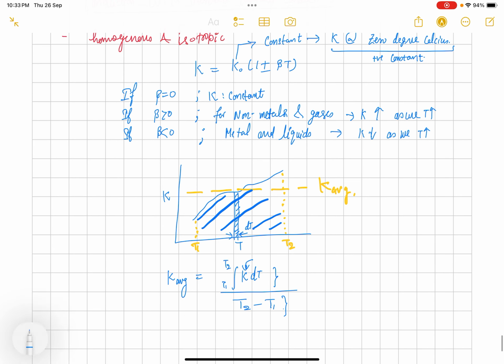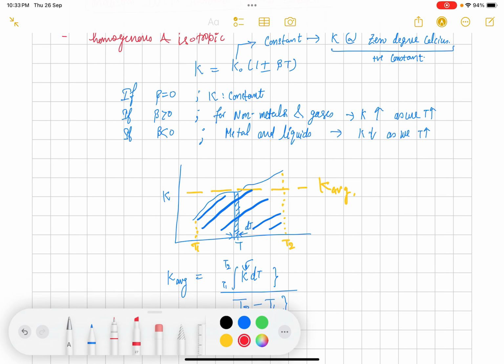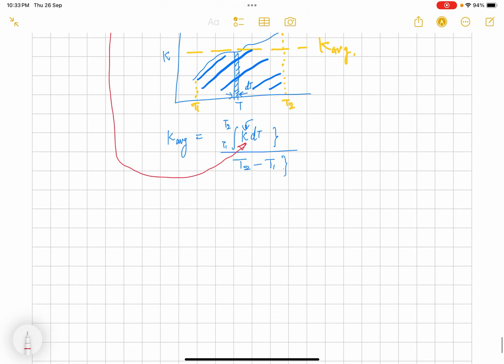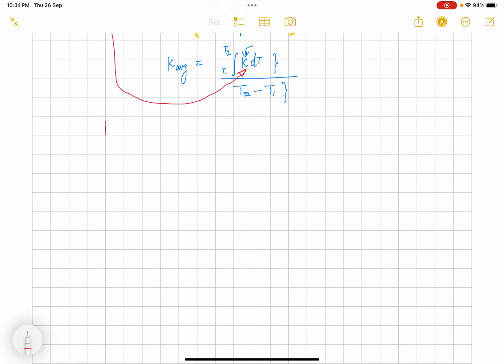So if we plug in K here, we can find the average value. So let's find this. K naught is constant, so it will come out of the integration. So (1 plus minus beta T) dT, integrated from T1 to T2, divided by T2 minus T1.